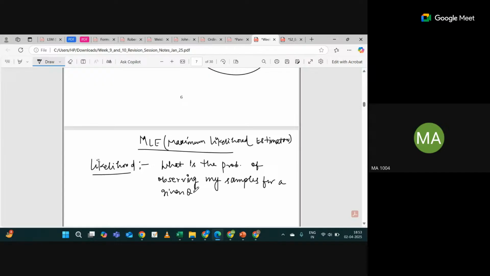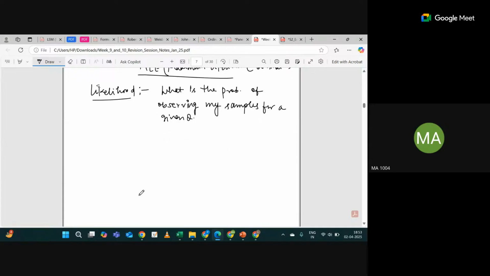So that's our key thing. I'm interested to know the probability of observing my samples, say x1, x2, xn, for a given theta. This is something called likelihood. So how can you calculate the likelihood of a sampling? Let's say I write the likelihood of a particular sampling x1, x2, and so on up to xn. Its notation is L of x1, x2, xn.